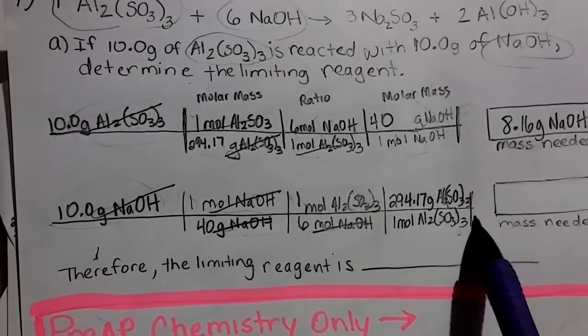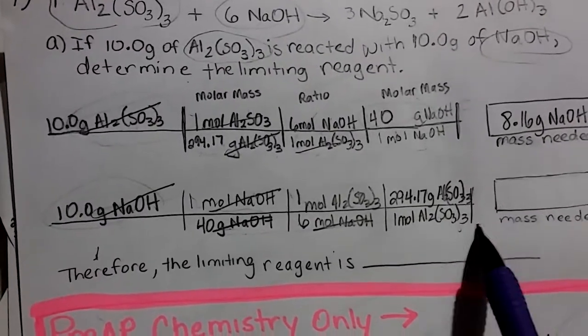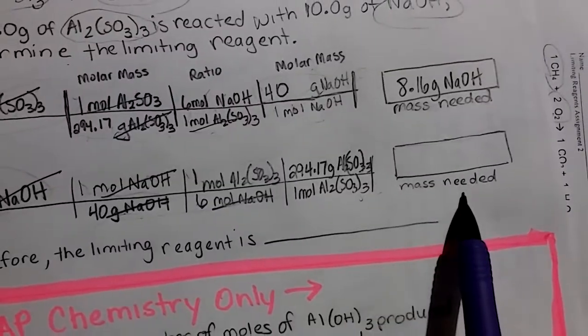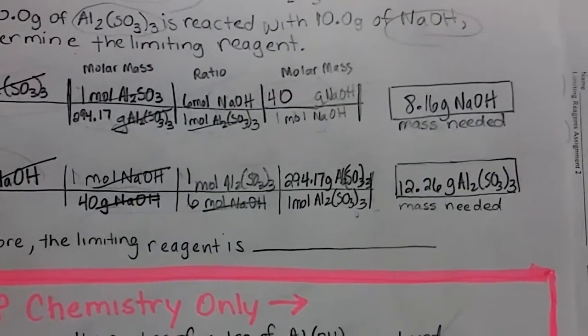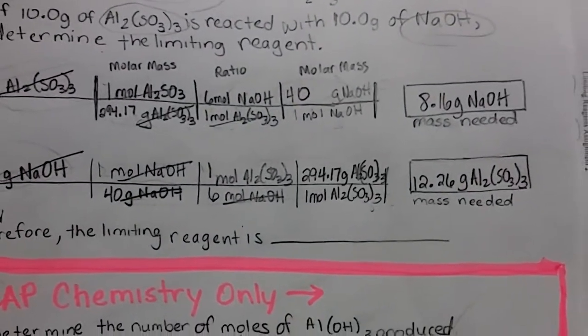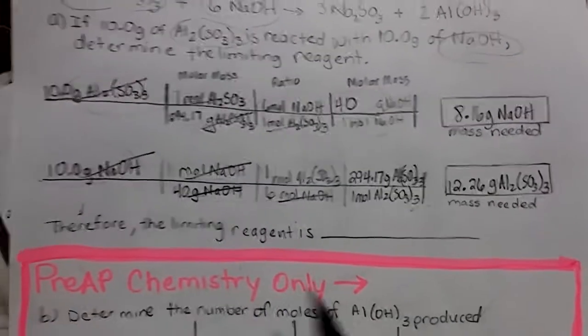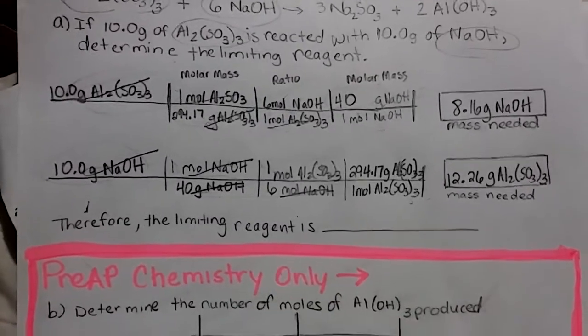You divide the top by the bottom number, and you're going to get the mass needed for Al2SO3. Okay, so it was calculated, and it came out to 12.26 grams of Al2SO3. So we have to figure out what our limiting reagent is. Just figure out what you've calculated.